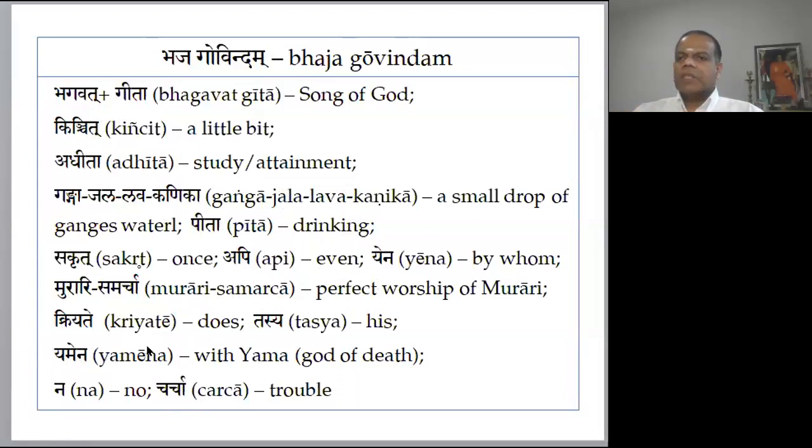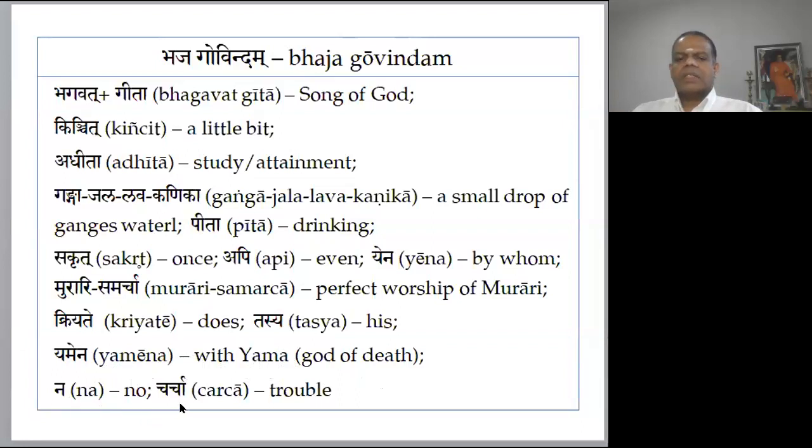Kriyate means does. Tasya is the sixth vibhakti or sixth noun form of the word Saha. That means his, of someone. His. Yamena. Yama is the Lord of Death. Yamena is again the third vibhakti, which means it can mean by Yama or with Yama. In English, different prepositions get used. I have used the word with Yama, Yama being the god of death.